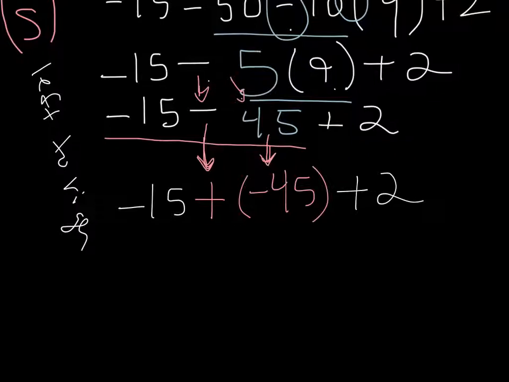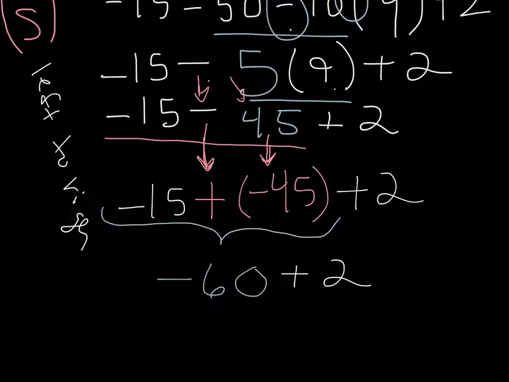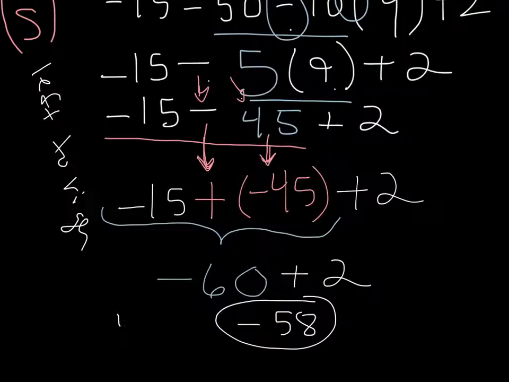Now I have all pluses, which is kind of nice. So now I'm going to do, in the hole 15, I'm going to add another debt of 45. That gives us a debt of 60. And if I'm in the hole 60, somebody gives me $2. My final amount is negative 58. And again, this is for question number 23. Okay, let's go on to the next one.